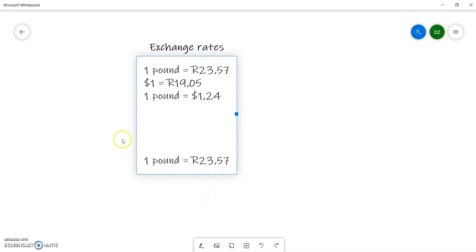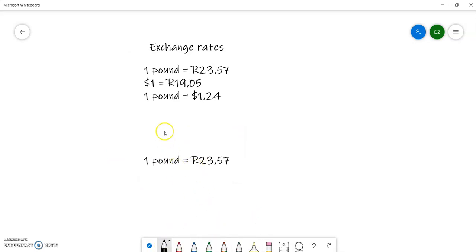Now if I want to convert from the pound to my rands, I will multiply. So if I give you 3,000 pounds and I want you to convert it to rands, you'll say 3,000 times 23 Rand 57. However, if I give you 20,000 Rand and I want you to convert it to pounds, then I will divide. Then I will say 20,000 Rand divided by 23,57, and that gives me pounds.